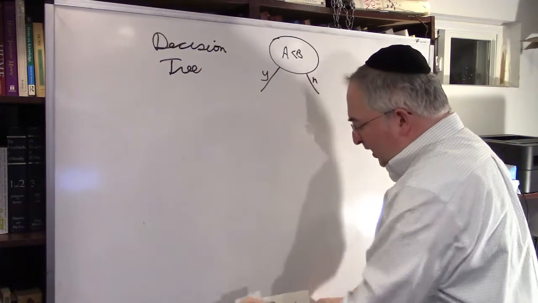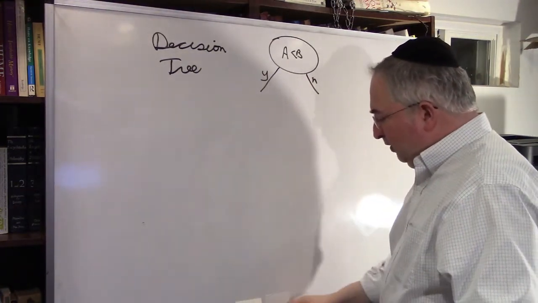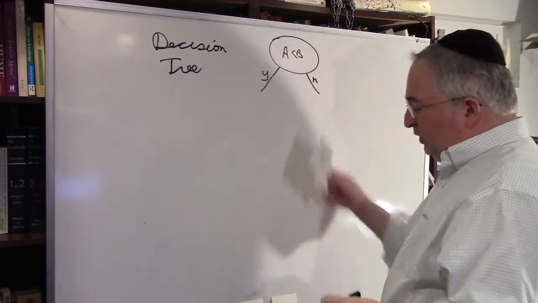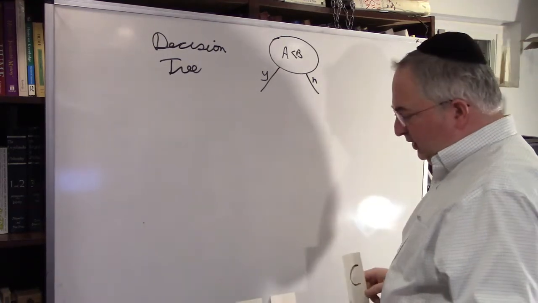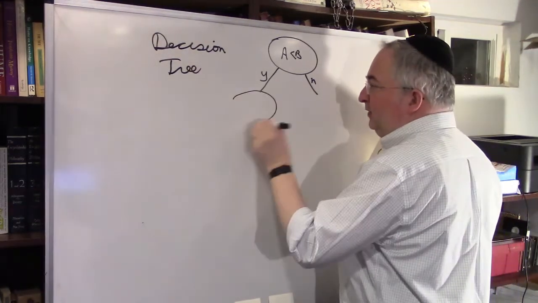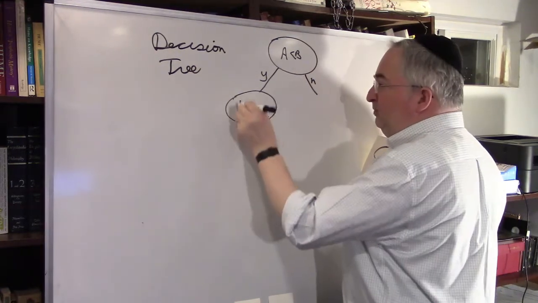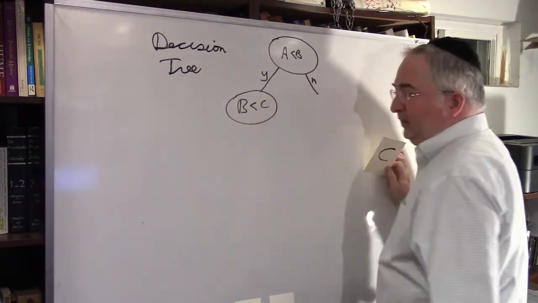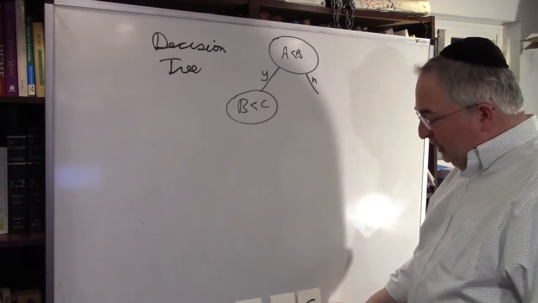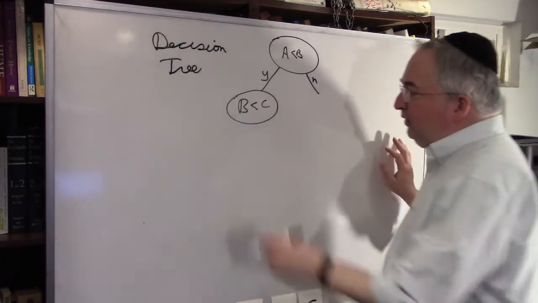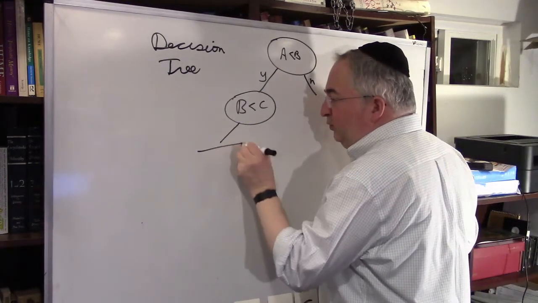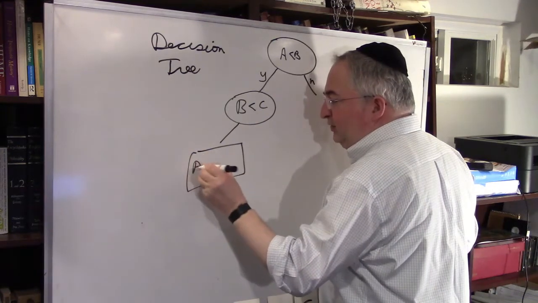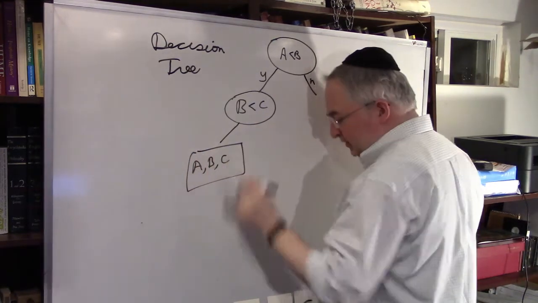Now, if you know that A is less than B, you can ask another question about C. Is B less than C? If B is less than C, then this is an ascending order, and you know that the final result is first A, then B, and then C.